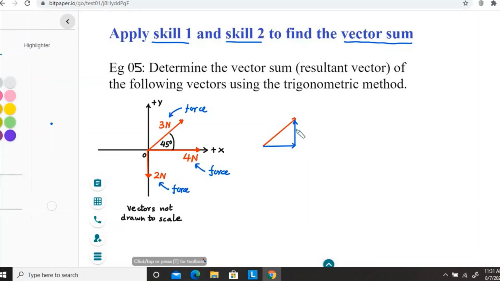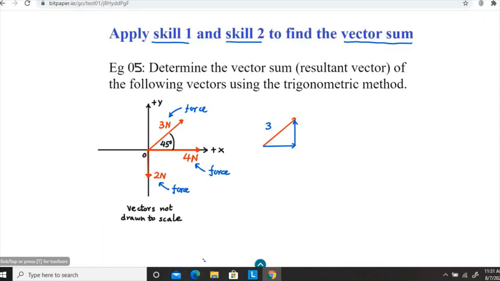And then this is our 3 Newton vector. Let's say that this is the component along the x direction, and then this is the component along the y direction. And this angle, as you can see, is 45 degrees. Now in such a case, how do we find the ax component and the ay component?